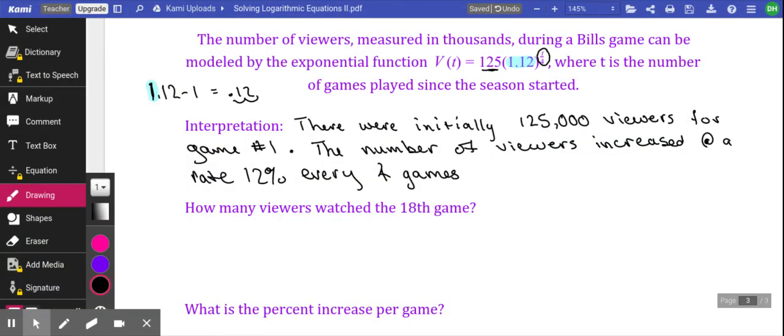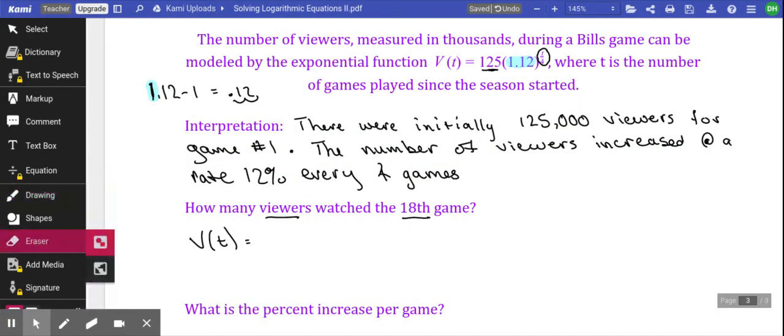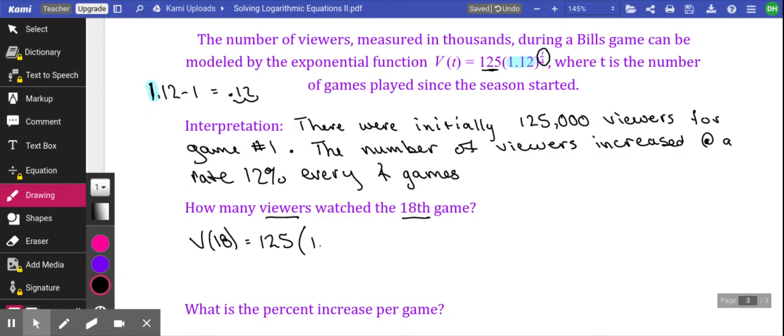Okay, my next part that I want to do is how many viewers were there for game number 18? In other words, our second playoff game. 16 regular season games plus our second playoff game. So let's say V of 18. V of 18 equals 125 times 1.12 raised to the 18th divided by 4. Let's check our calculators on that one.